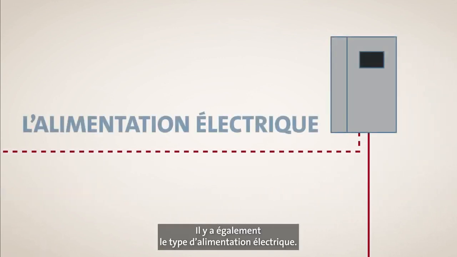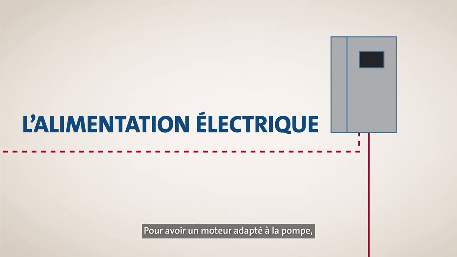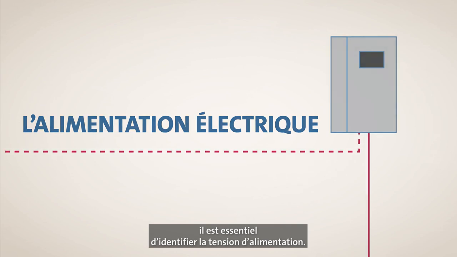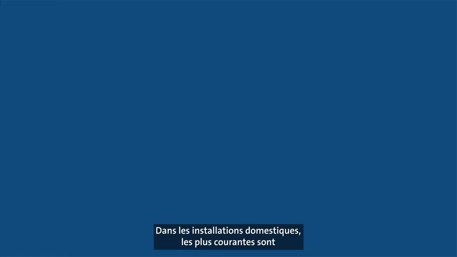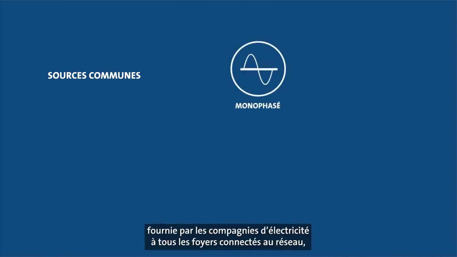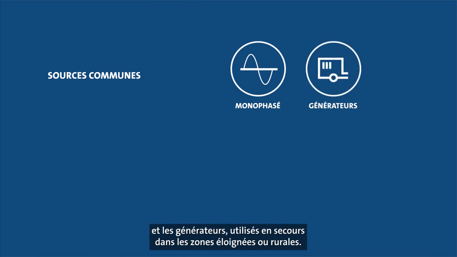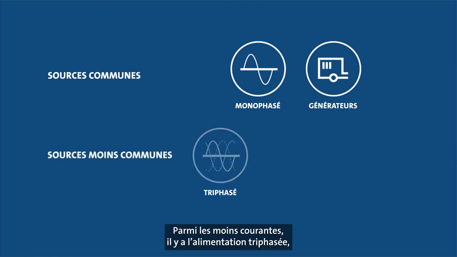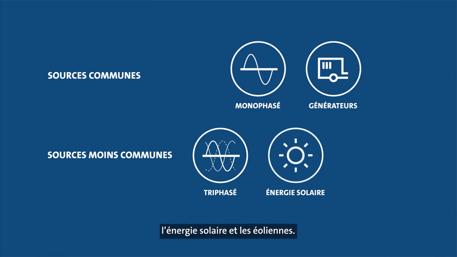Next up, there's the power source. In order to select the correct motor for the pump, it is essential that you identify the power source. In domestic applications, the most common power sources include single-phase power, which is supplied by power companies to any homes connected to the grid, and generators, which are used as backups in remote or rural areas. Less common power sources include three-phase power, solar power, and wind turbines.